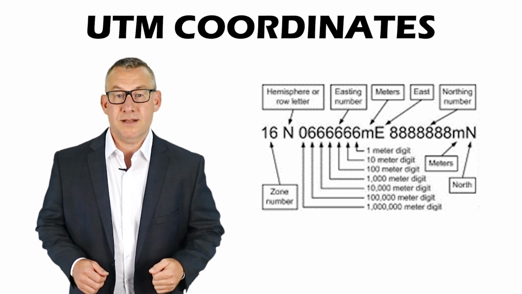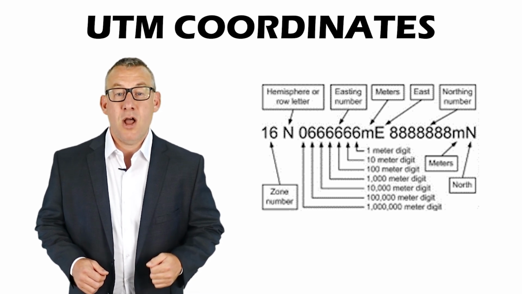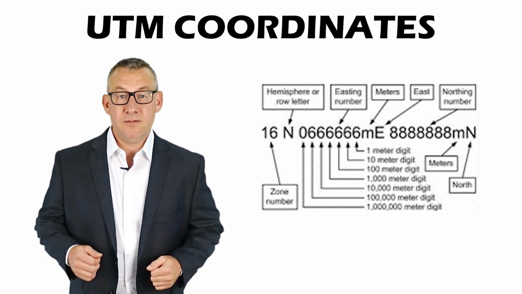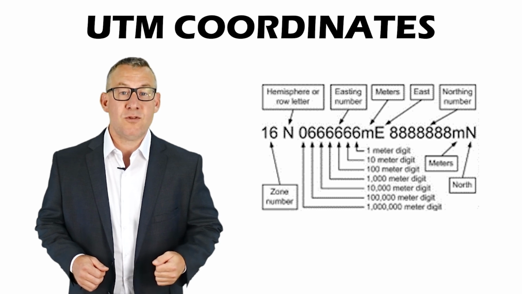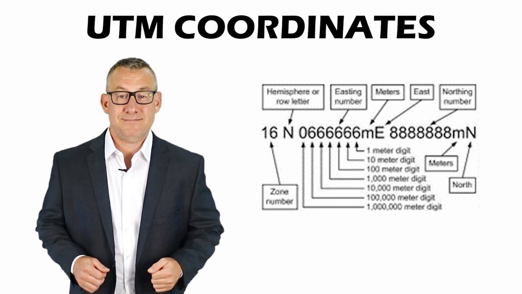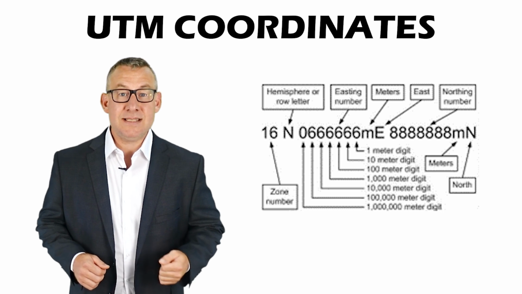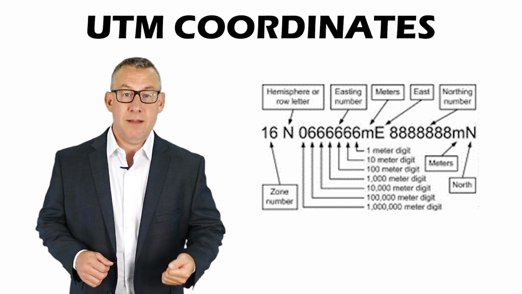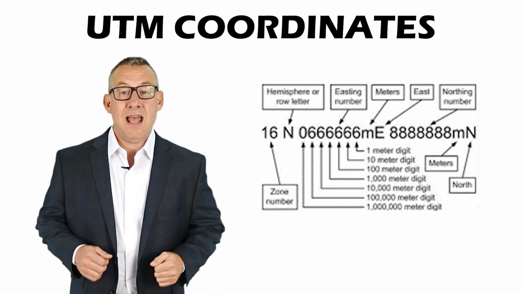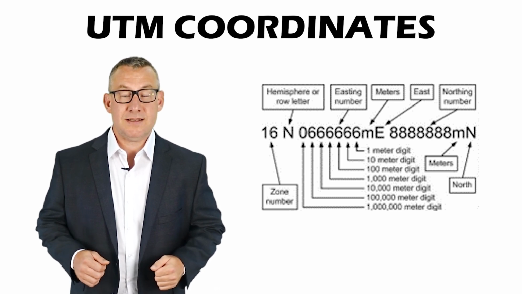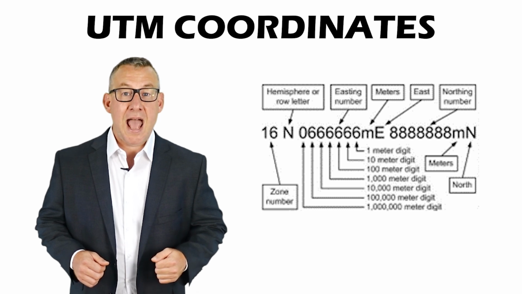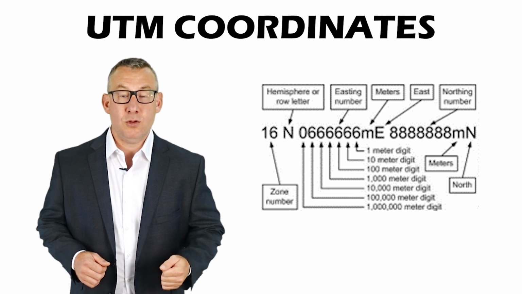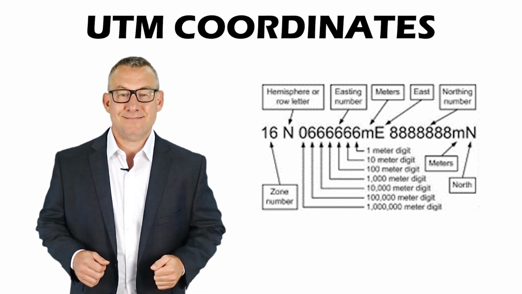UTM coordinates are written as follows. First, the zone number is written, followed by N for northern hemisphere, or S for southern hemisphere. Next, an easting value is written and the unit of measurement, such as m for meters. That's followed by E for east. After that, a northing value is written and the unit of measurement, followed by N for north.